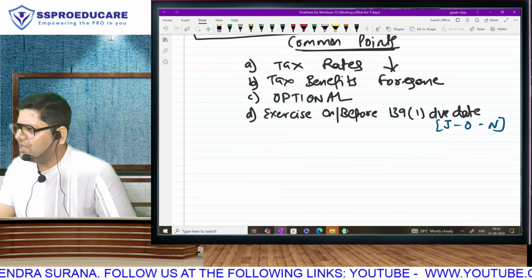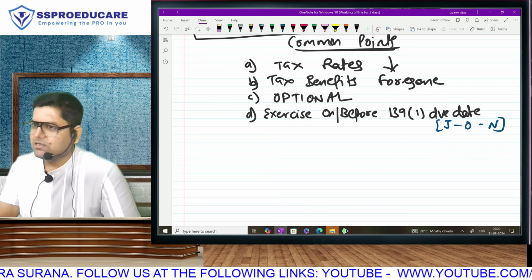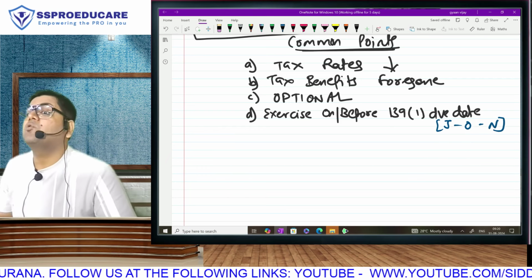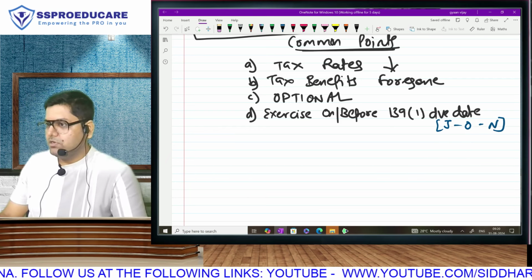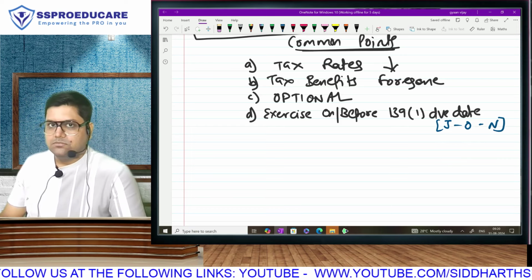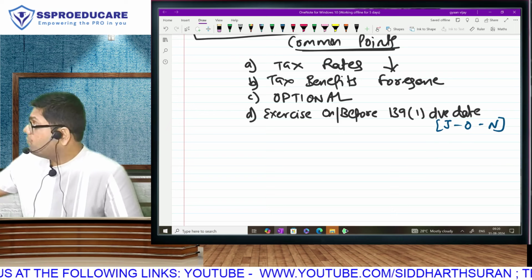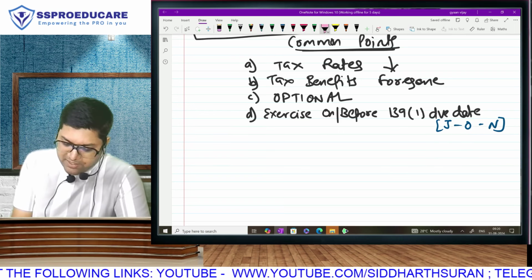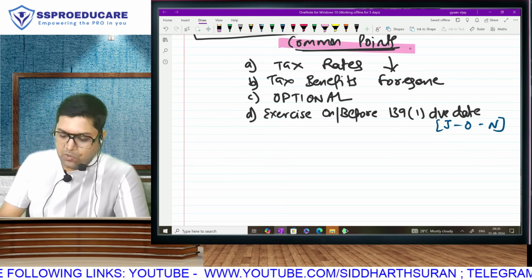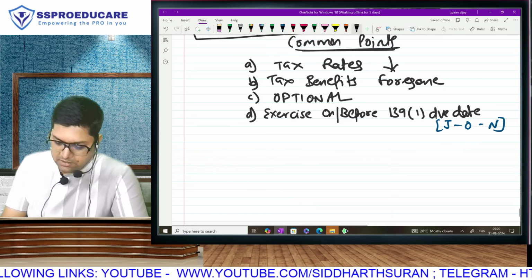You can't have all the 3. One person can have only one due date. Before that due date, you have to take your call, old regime or new regime. Is that clear? And this is applicable to all the 5 sections. Whatever I am writing here are common points applicable to all the 5 sections of the new taxation regime.